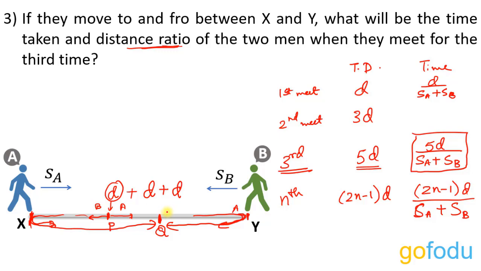So even when they meet for the third time, the distance covered by them individually will be directly proportional to their speeds. The ratio of distance covered by A and distance covered by B would be the same as the ratio of their speeds, as time is constant whenever they meet. This will be true for any number of meetings. For the 7th meeting, the 8th meeting, the 9th meeting, the ratio would be SA is to SB.